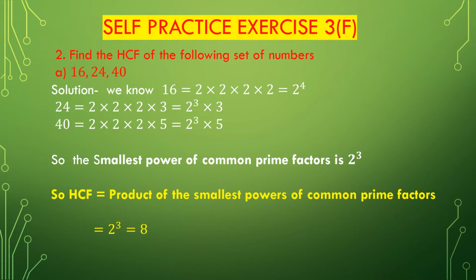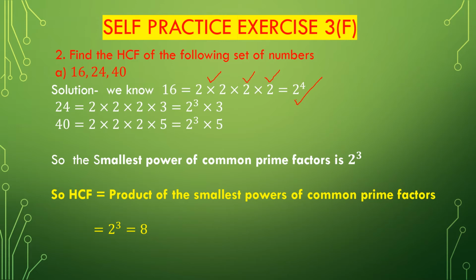Prime factorization of 16 is multiplying 2 with 2 is 4, 4 multiplied with 2 is 8, 8 multiplied with 2 is 16. 2 is the prime number, so prime factorization of 16 is 2 multiplied with 2 multiplied with 2 multiplied with 2, that is we can represent this multiplication in exponential form as 2 to the power 4, where 2 is the base and 4 is the exponent.